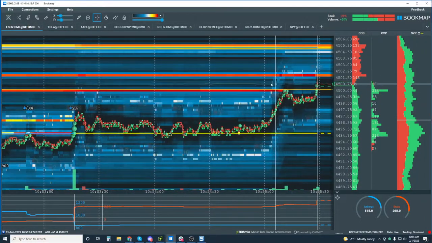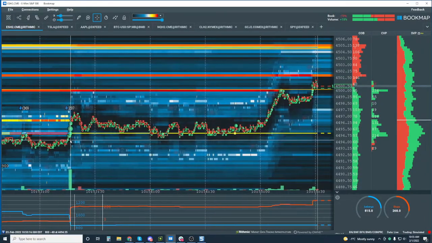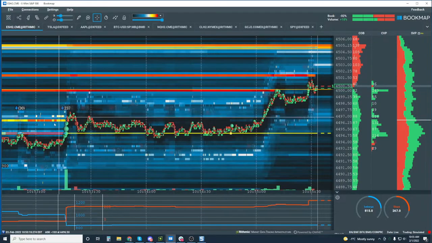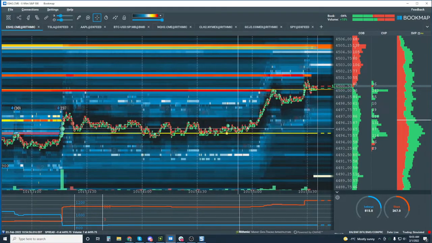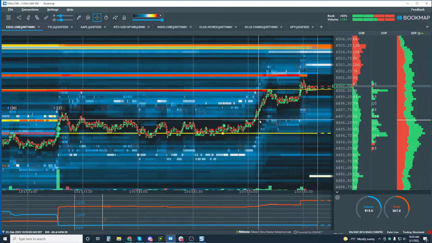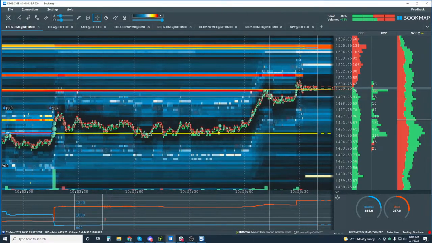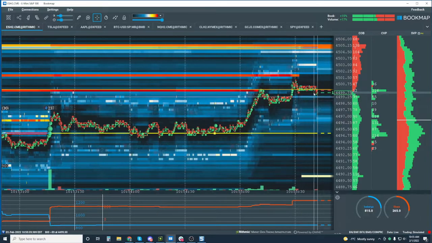Okay, but yeah, just being very careful. Even though the volume looks great, we understand it's a stop run. Hey, we're looking for new buyers to come in. And now we found them. Now look at the condition of the buyers coming in here too.